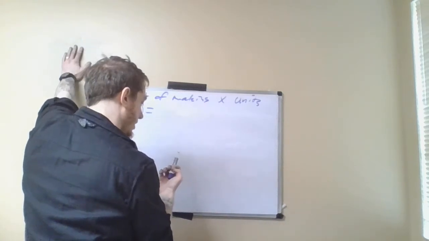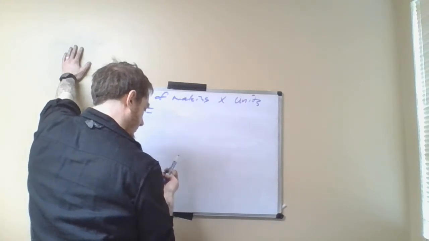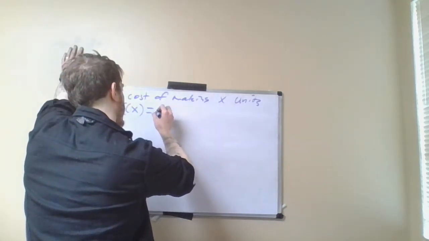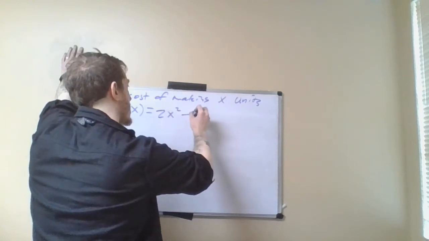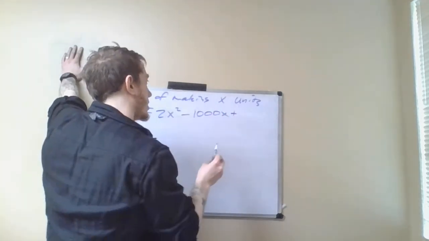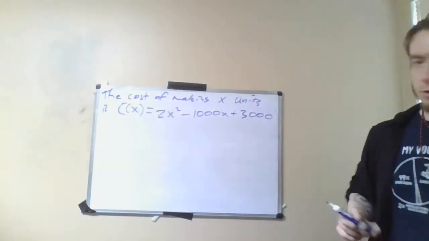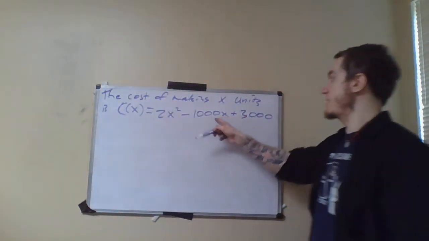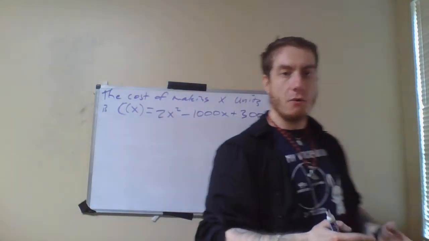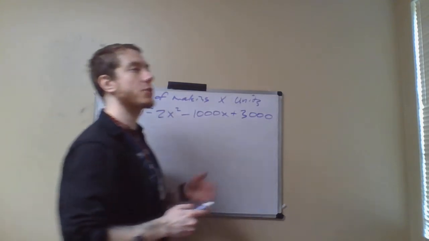So we're going to do 2x squared minus 1,000x plus 3,000. So why would this be the case? Well, essentially what's going to happen is, as I said, the more units I make, the more I am splitting the fixed costs of the machinery among the units. So in one sense, the more units I make, the cheaper it gets.